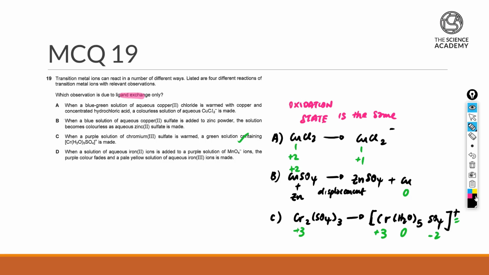So C for now seems to be a ligand exchange because the oxidation state did not change at all. Now for option D, iron 2 ions that were added to a purple manganate ion eventually end up with the formation of an iron 3 ion. It is obvious to see that iron has increased its oxidation state from a +2 to a +3. So this is also not a ligand exchange. So the correct answer for this question is C, because the oxidation state of chromium is maintained at a +3 at the end of the reaction.